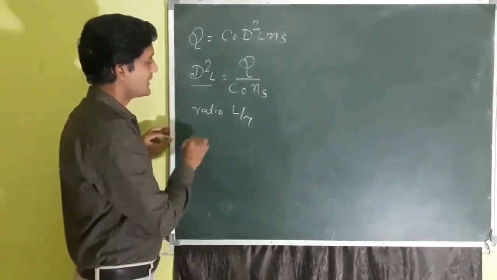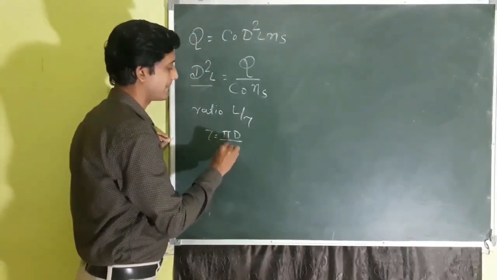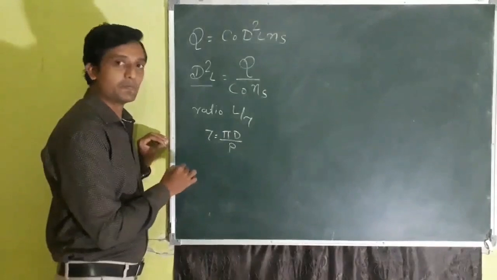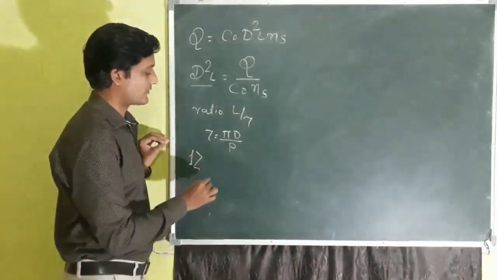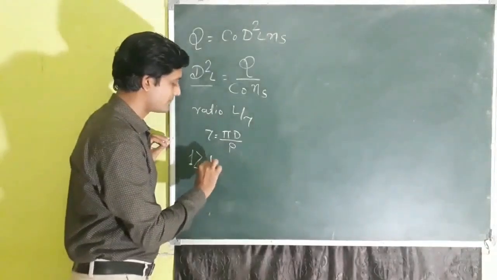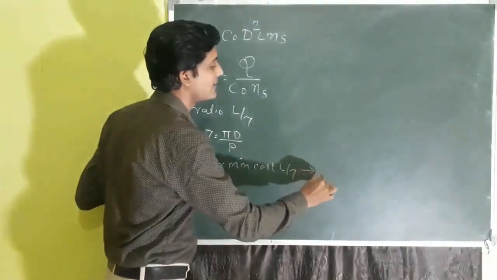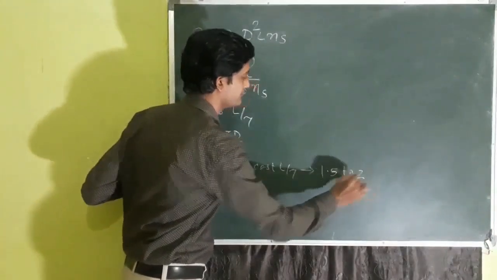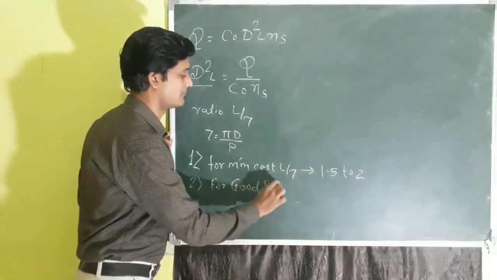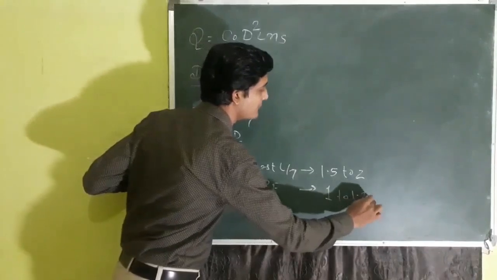Now, we know that tau is equal to pi D divided by P. For an induction motor, if it is designed for low cost or minimum cost, the value of this ratio L by tau lies between 1.5 to 2. For good power factor, the value of L by tau is in the range of 1 to 1.25.